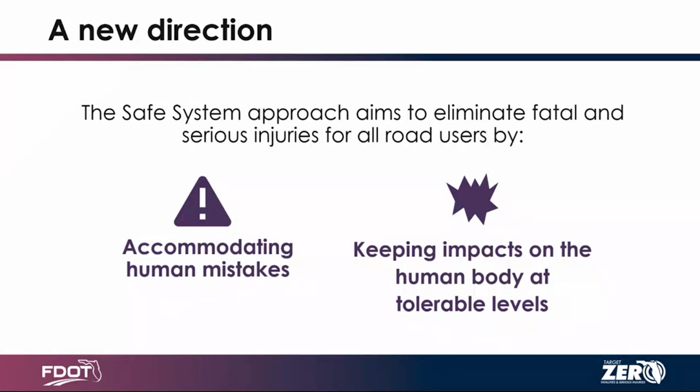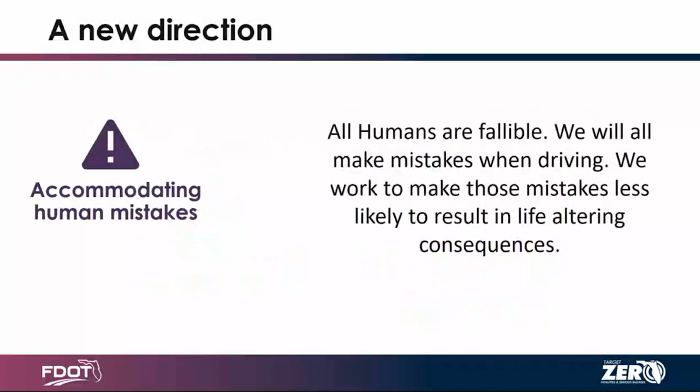So Nathan mentioned this last time. One of the really big emphases of safe system is, one, we want to eliminate fatal and serious injuries for all road users, right? And 2 ways that we do that in safe system is by accommodating human mistakes and lowering impacts on the human body. So understanding that when a crash does occur, the kinetic energy transfer between those vehicles, or between the vehicle and a pedestrian or bicyclist, is what ultimately is causing that serious injury or fatality. So keeping impacts on the human body at a tolerable level.